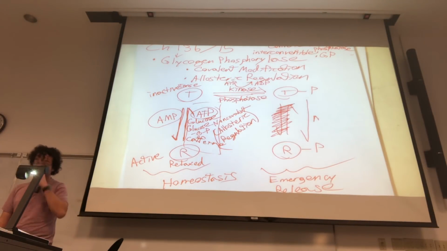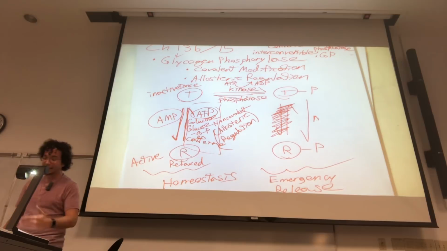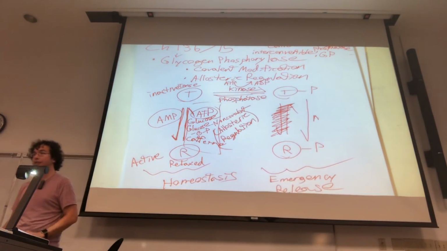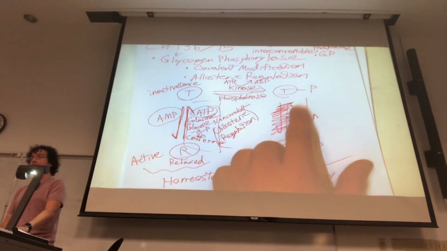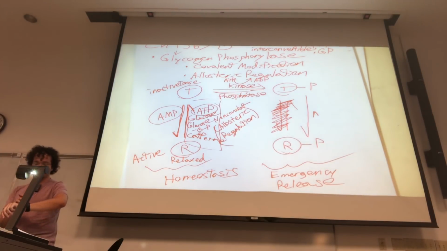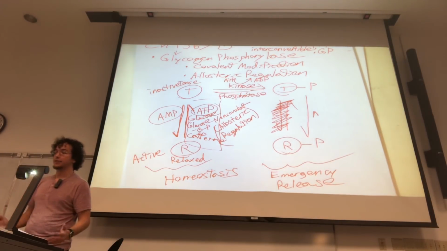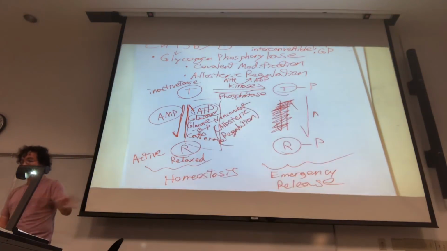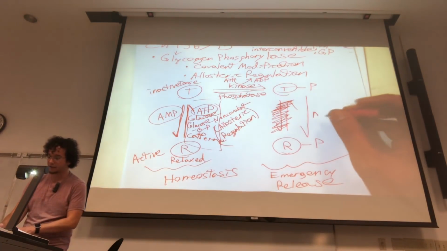In fact, it so greatly prefers the active form of the enzyme when it is covalently modified that there are no listed positive effectors here. You don't need any of them. You don't need anything to positively affect this enzyme because covalently modifying it has superactivated it already.